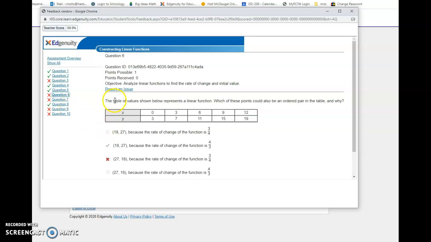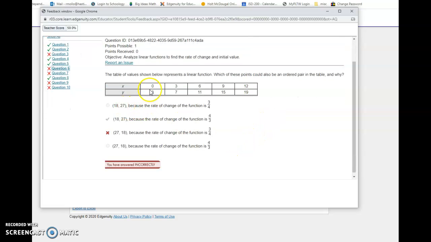Okay, here the table shown represents a linear function. Which of these points could also be an ordered pair in the table, and why? So here, remember, we're going to simplify by y over x. It looks like the y's are going up 3 to 7 to 11 to 15 to 19. They're going up 4, and the x's are going up 3. So we're looking for one that's 4 over 3.